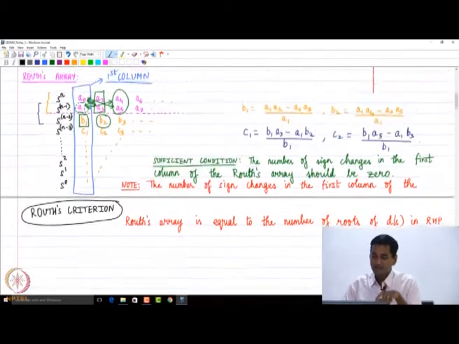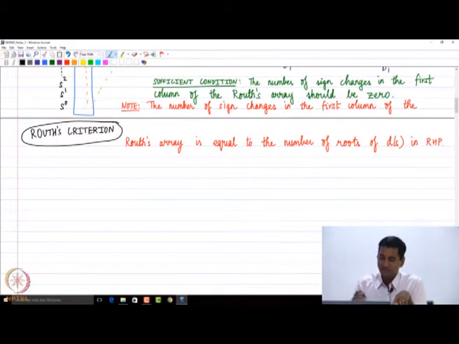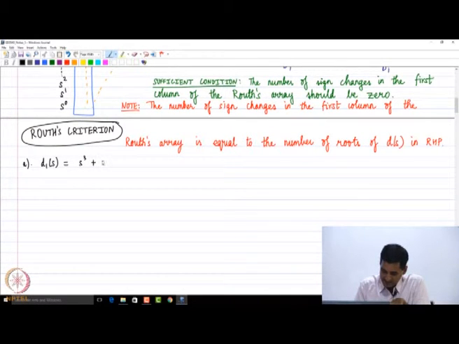Let's go back and look at the two polynomials that we looked at, and let's apply these conditions to the two polynomials. So what was d1 of s? It was s cube plus 2s square plus 3s plus 1, correct? I hope everyone agrees. So now how do I construct the rows array? I write s cube, s square, s power 1, s power 0. So that's what I do.